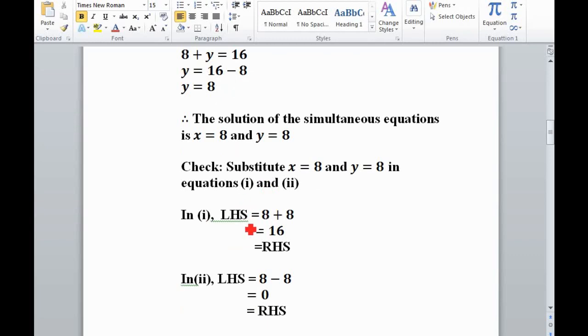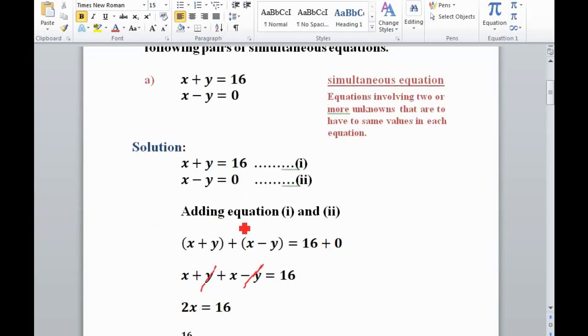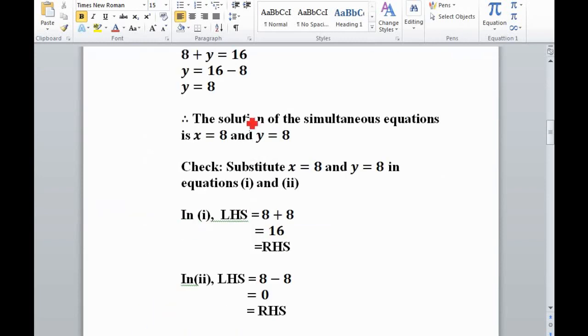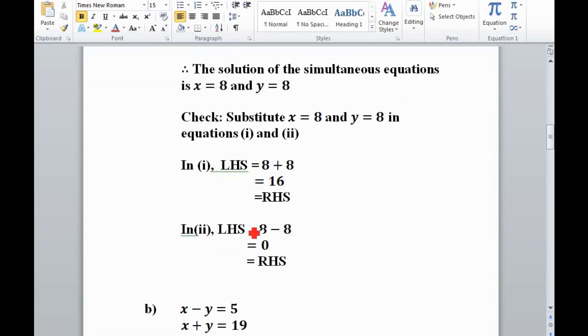Like equation 1, left hand side of the equation 1 is x plus y, equals 16. So x is 8 and y is 8. So 8 plus 8 equals 16, which is the right side of the equation 1. Same as if we substitute the value of x and y in equation 2, we get x minus y equals 0. So 8 minus 8 equals 0, which is equal to the right hand side.